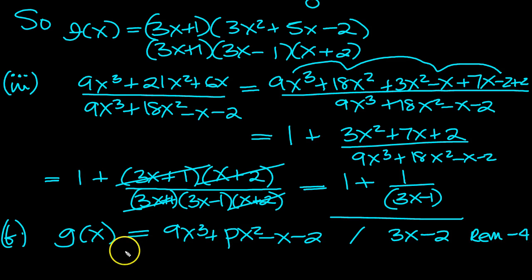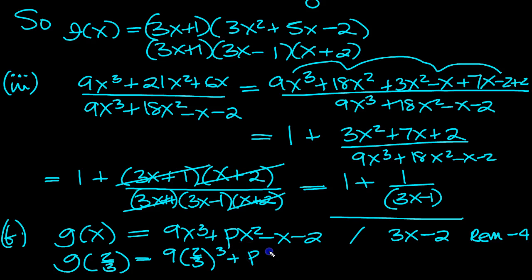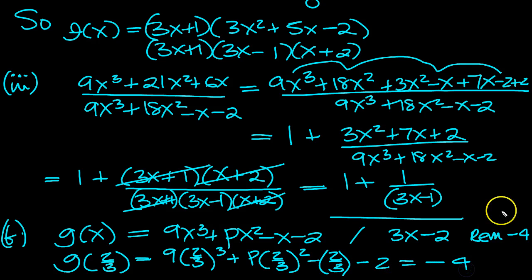So okay, by the remainder theorem then, let's put in g of, what do we need here, 2/3? So that's telling us that g of 2/3 is minus 4, so let's put that in here. So it's 9 times 2/3 cubed plus p times 2/3 squared minus 2/3 minus 2 is equal to the remainder minus 4 by the remainder theorem.